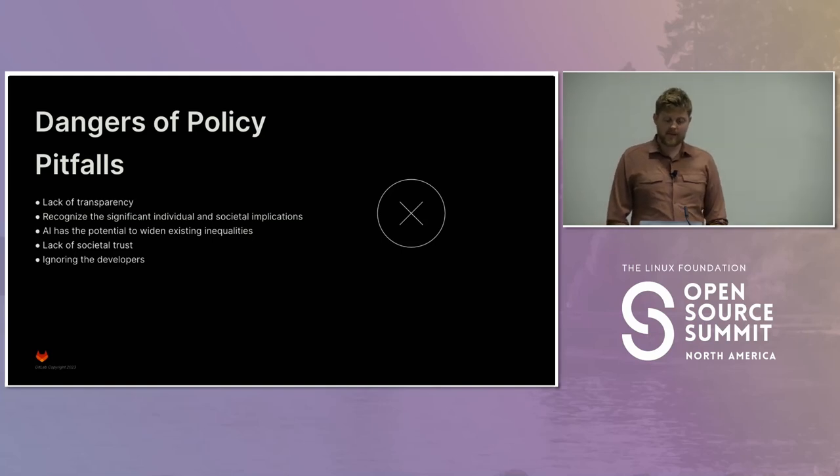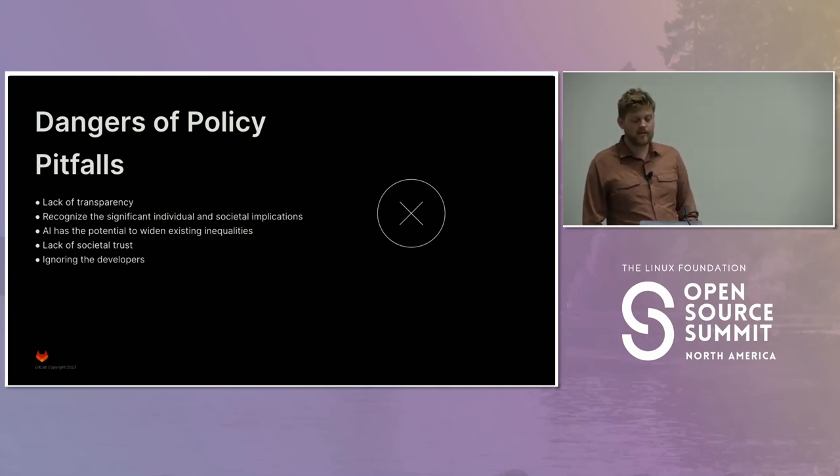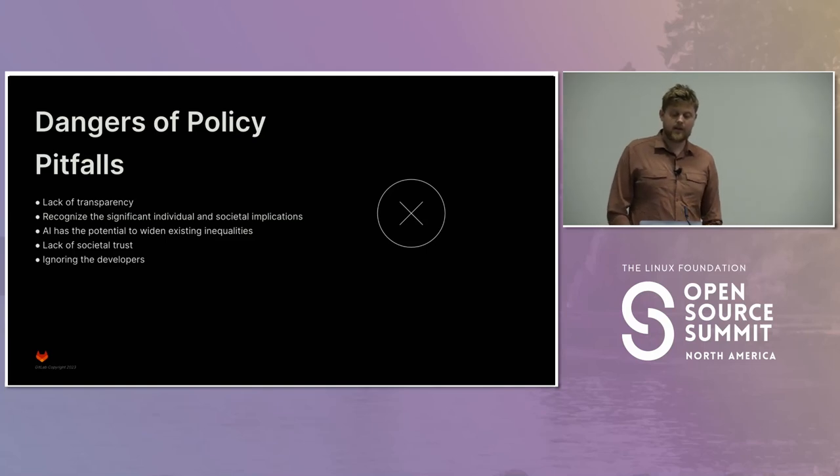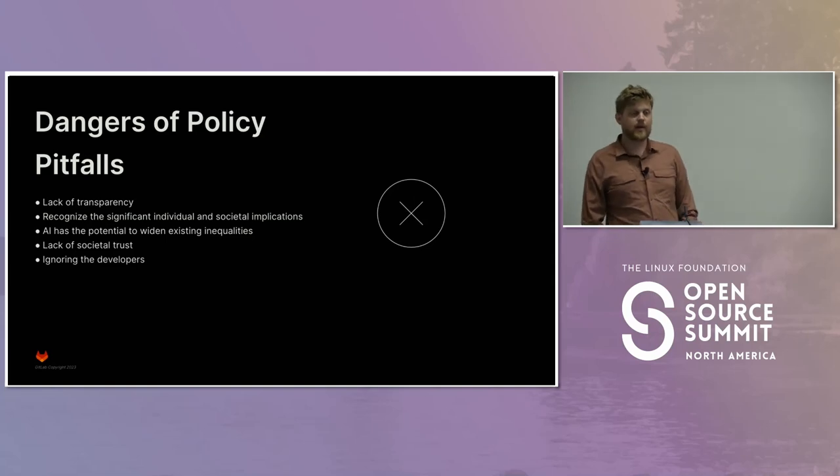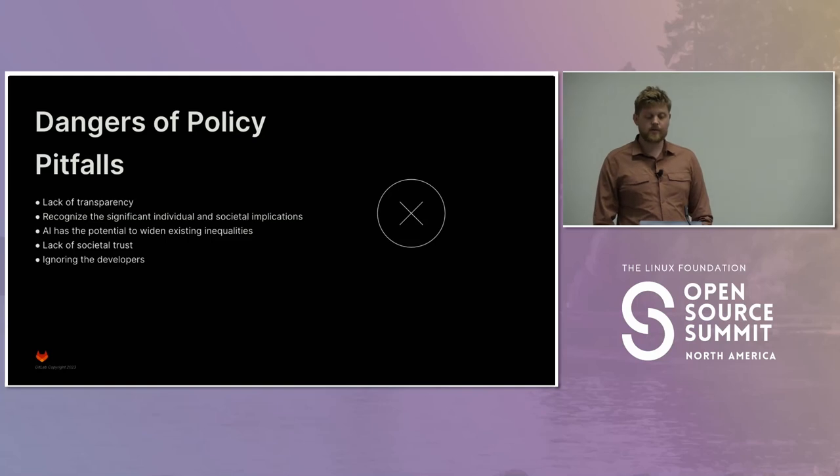Moreover, the lack of societal trust in these technologies can lead to a breakdown in public confidence, leaving us vulnerable to malicious actors. Ignoring the perspectives of developers and failing to consider ethical responsibilities can lead to unintended consequences that could have been avoided with better collaboration. It is crucial that we take a proactive and responsible approach to policy development in the realm of machine learning to ensure that we don't create new problems while trying to solve existing ones.